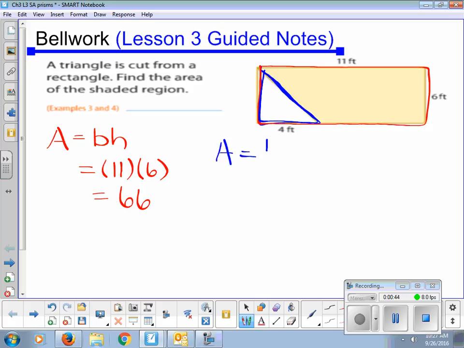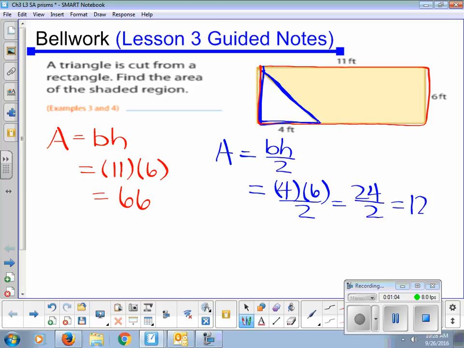For our area of the triangle, we use what formula? Base times height divided by 2. Our base is 4, and our height is 6. When you multiply 4 times 6, what do you get? 24, and 24 divided by 2 leaves us with 12.